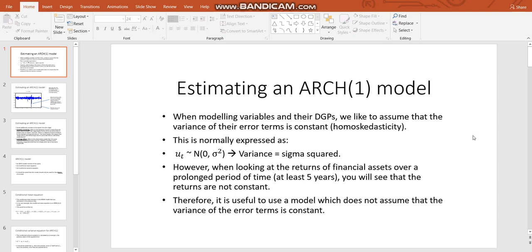So when you look at the returns on a chosen financial asset or maybe an index fund of some sort, you might find that the returns of the asset are not constant. Particularly when you look at the returns of an asset over a long period of time, let's say at least 5 years, it would be useful in that scenario to be using an ARCH model rather than something else, like say a least squares model.